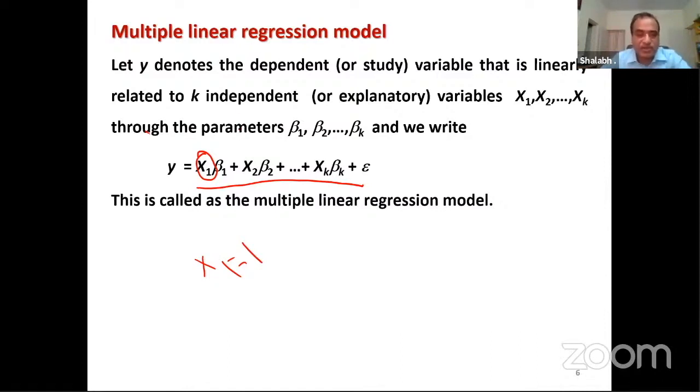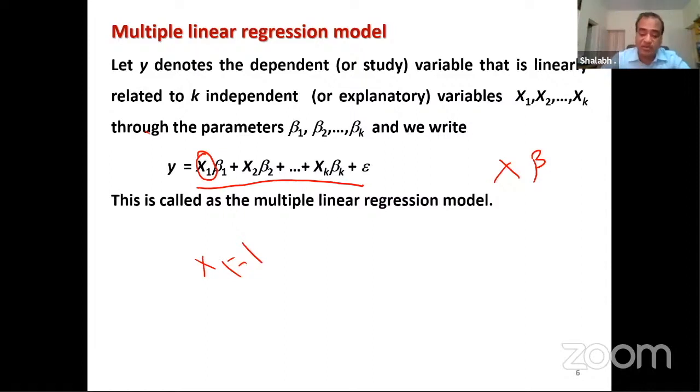You can see that the way you had written x beta earlier, I have just extended to x1 beta 1 plus x2 beta 2. Now beta 1 indicates the slope parameter associated with x1. So the value of beta 1 will indicate the partial change in the value of y with respect to the x1 variable, and beta 2 will indicate the average change in the value of y with respect to the x2 variable.